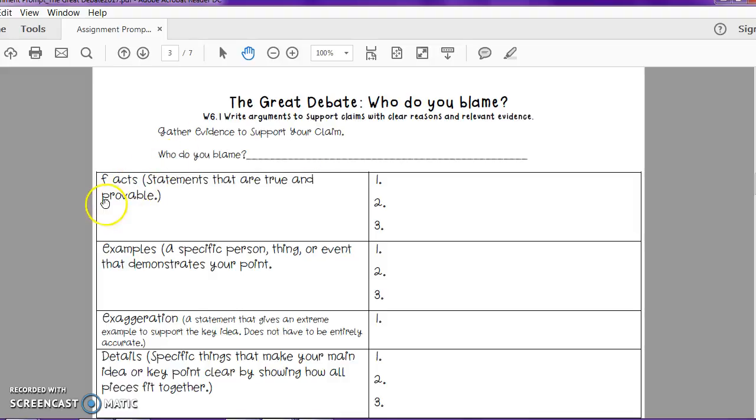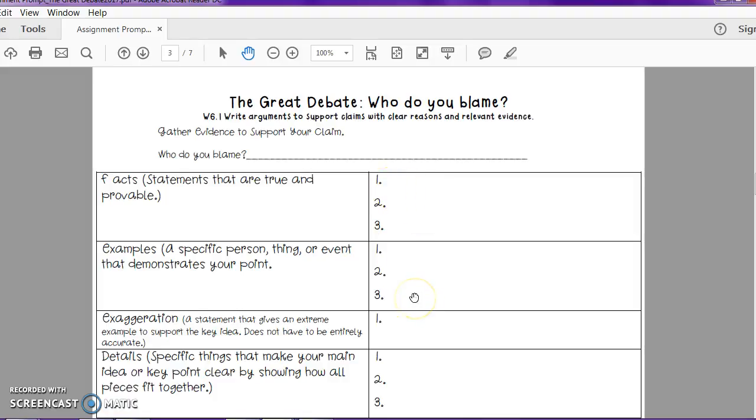So up here, each letter in FEEDCATS represents a specific type of evidence. The F stands for facts. Just think about a fact, something that can be proven. So statements that are true and provable. Examples, that's what the E stands for. Examples are just anything, or an event, or a thing, or a person that demonstrates your point. So think of an example, like for example here, I'm explaining all of this to you. So an example is just a way to explain something.